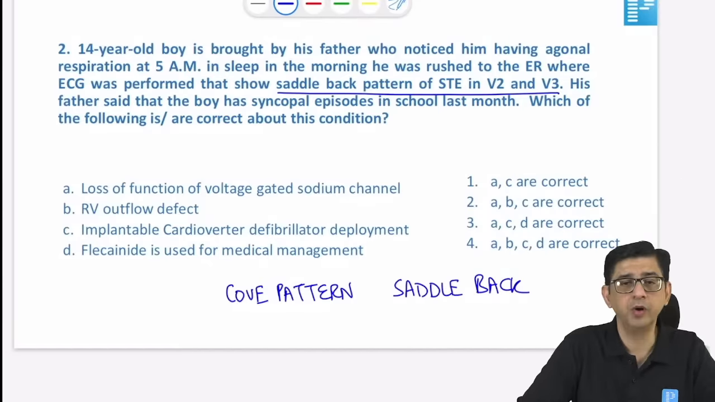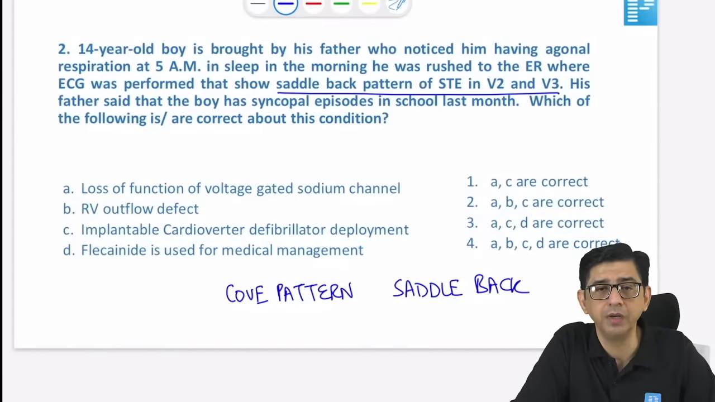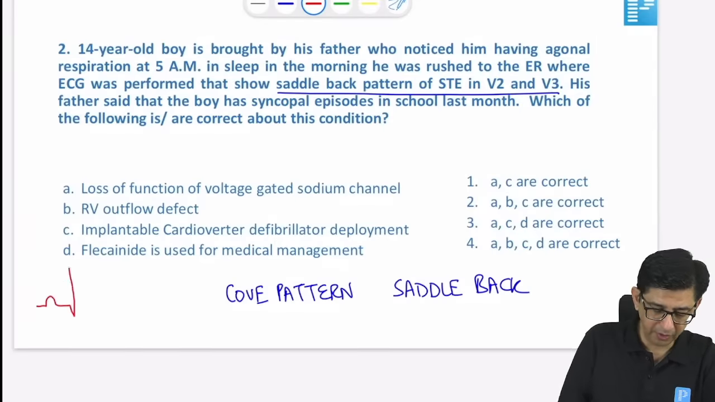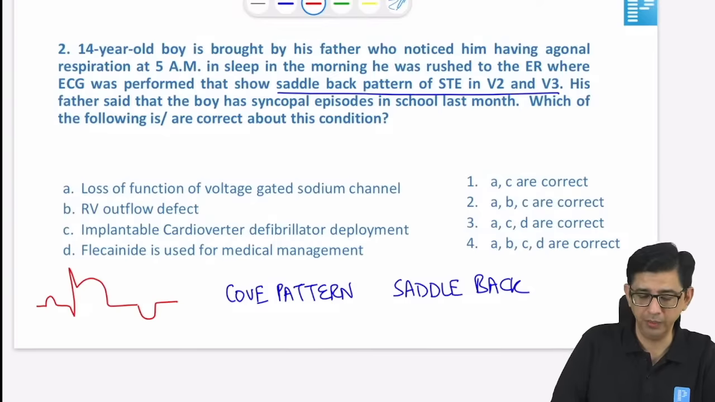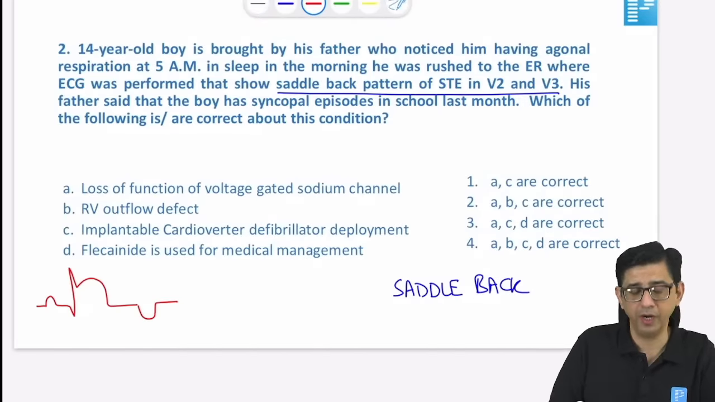I'll be explaining the importance of this in a while, and let's have a quick voting with respect to the answers that would be coming in, because either it can be a coved pattern or it can be a saddleback pattern. While I draw it, I'll give you a few more seconds to think about this question and the various permutation combinations, because in myocardial infarction, we'll be getting an ST elevation like the one that I've shown. Now let's look at how the coved pattern would look.